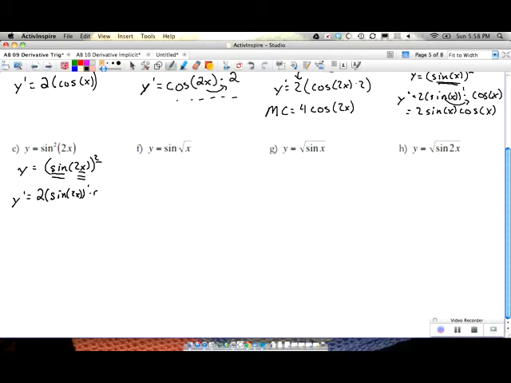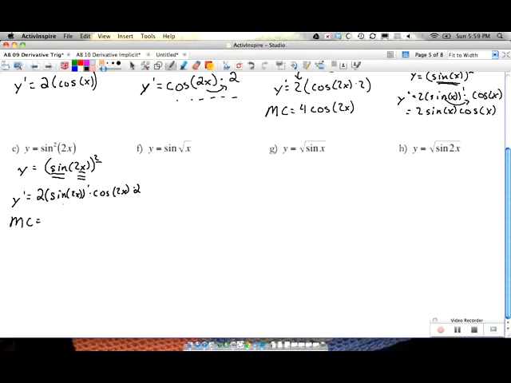Next, we're going to multiply by that middle layer. The middle layer is going to be cosine. That's the derivative of the middle layer. And again, we leave the next layer alone. Then we're going to multiply all of that by the inside layer derivative, which is 2. Now we stop because we've done all three layers.